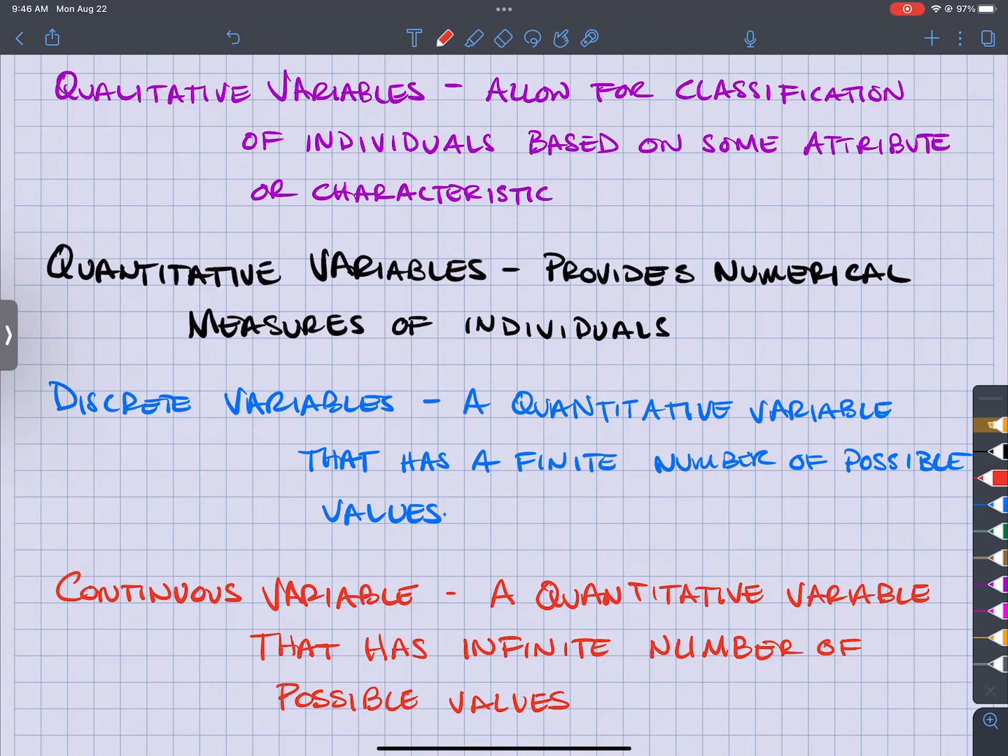Make sense? All right. I'm going to stop right there. Now, the first chapter is just like this. It's a lot of definitions.